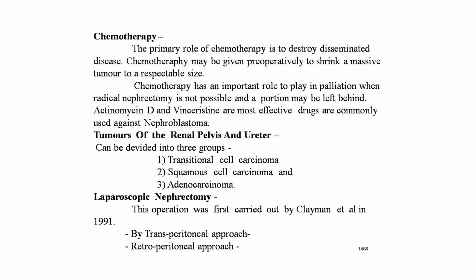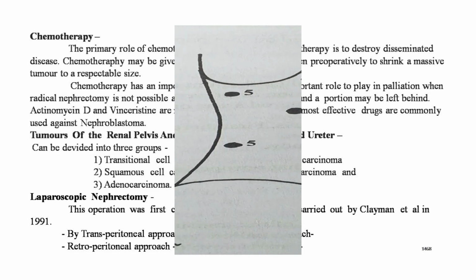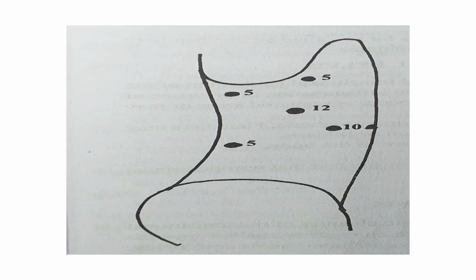And there is another way, the retroperitoneal approach. Here is the picture showing the sizes in millimeters of the ports, 5 mm, 10 mm and 12 mm, and the positions of the ports used for the laparoscopic nephrectomy and the nephroureterectomy.